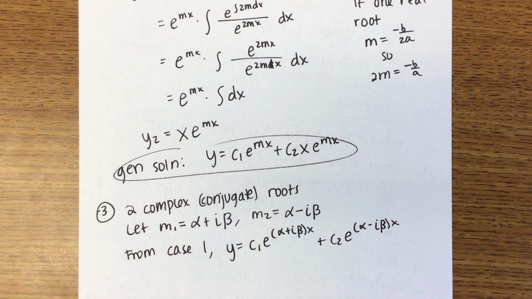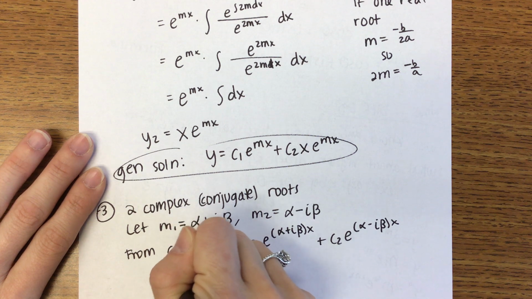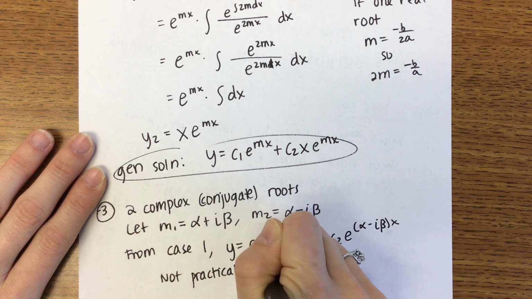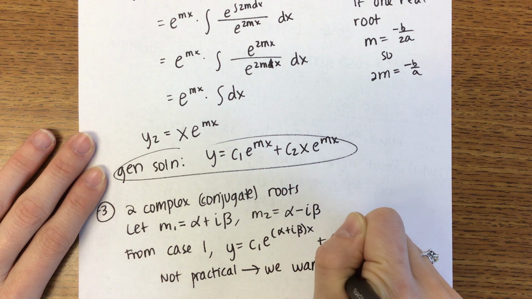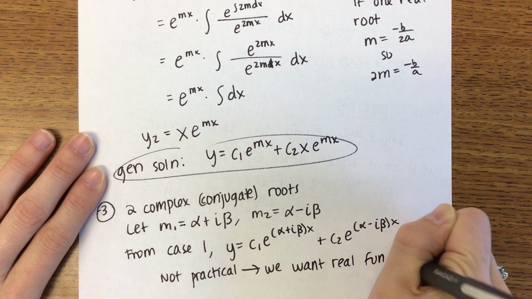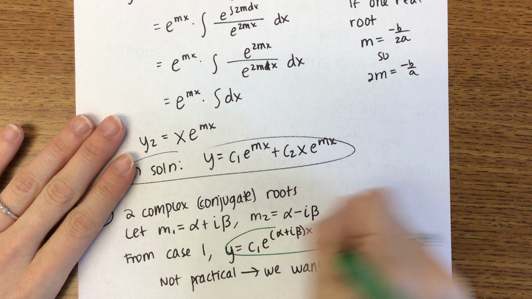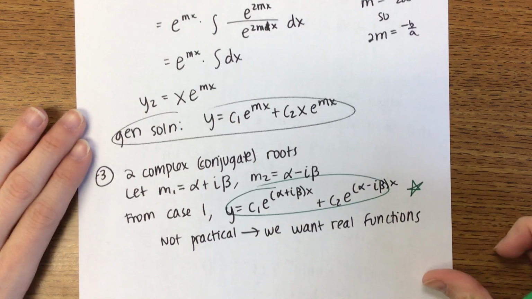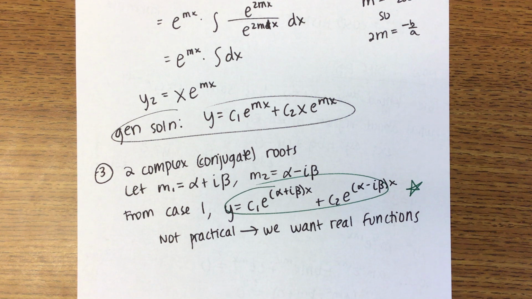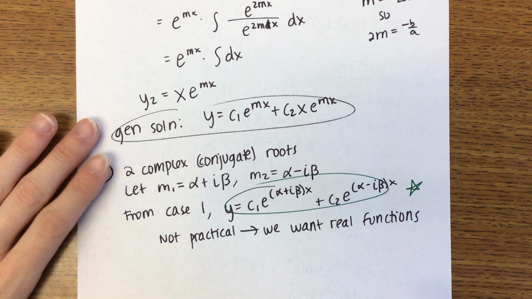Now, this is not helpful. We don't want to have a general solution that has imaginary parts in it. So we want to see if there's a way we can write this in terms of real functions, so without the imaginary parts. We are going to need this later, so I'm going to call it star for when we need it later. At the beginning of notes, before we started solving any of these, we looked at complex numbers and we looked at Euler's formula. So we're going to look back at that now.